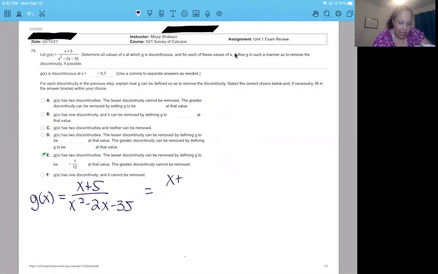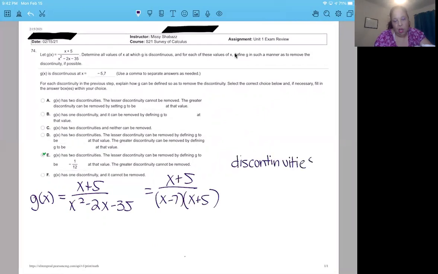And I get x minus 7 in the denominator, and x plus 5. All right, so what I know is my discontinuities are at x equals 7 and negative 5. I have discontinuities at both of these places. Now, I can cancel this one and get an x minus 7. And because of that, I know that there's going to be a hole at negative 5.